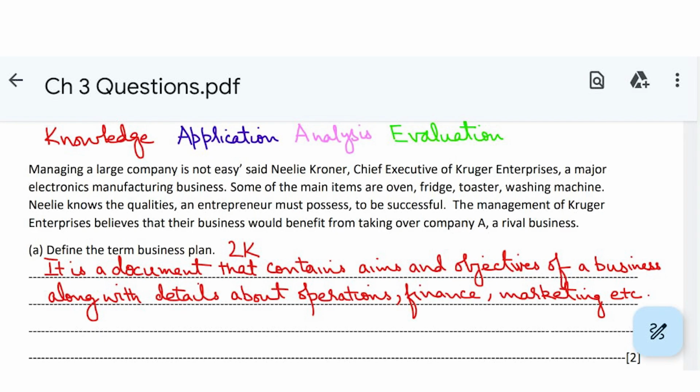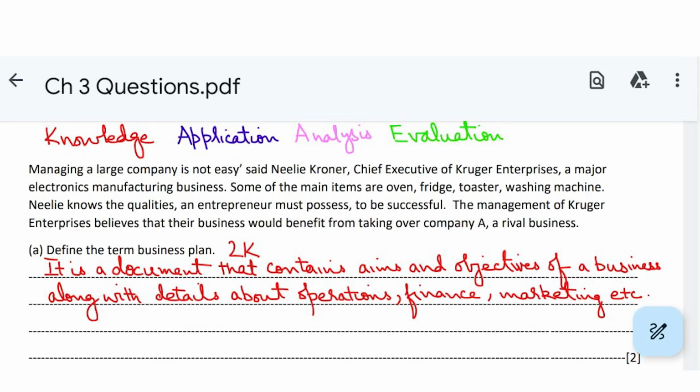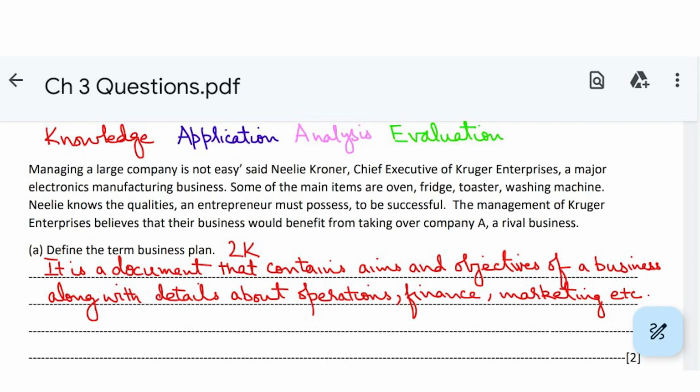Okay, let's see the A part of this question, that is: define the term business plan. You can see the command word is define, so in this question only knowledge is required. This question carries 2 marks, and the 2 marks are for knowledge only. I defined it in this way: it is a document that contains aims and objectives of a business, along with details about operations, finance, marketing, etc. This definition has 2 identifiable parts, as I told you earlier as well: it's a document and it has aims and objectives, and apart from that, it has other details as well.